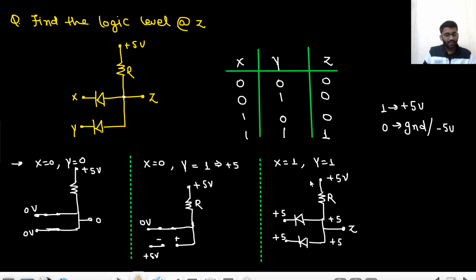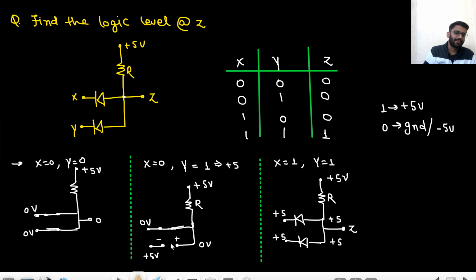Are you getting my point? In case of 0, 0, what happens? Both turn on, 5, 5, both turn on. Z is equal to 0 only. Okay. In case of 0 and 1, here you are having 5, here you are having 0. Because this is having more forward voltage drop, this will turn on. If this turns on, this 0 will come here.